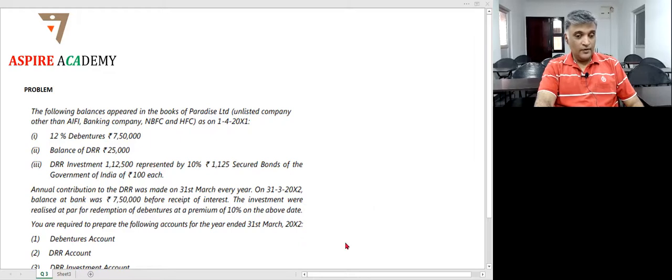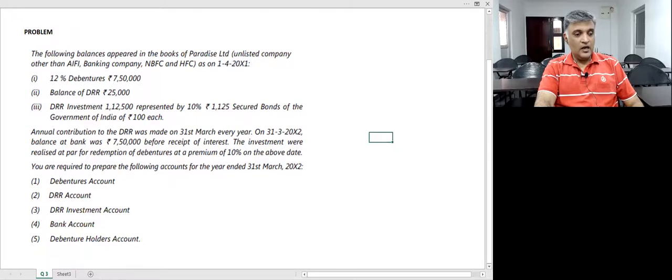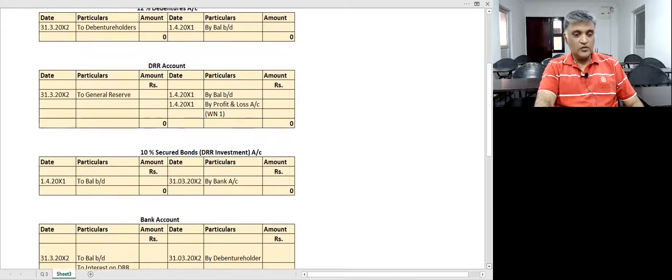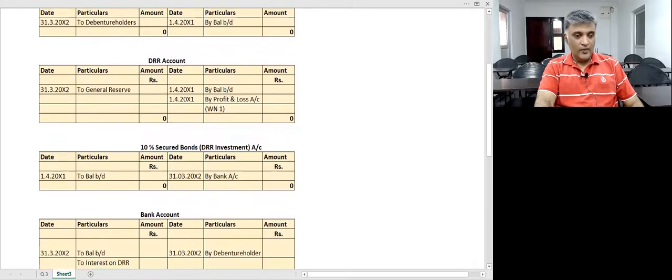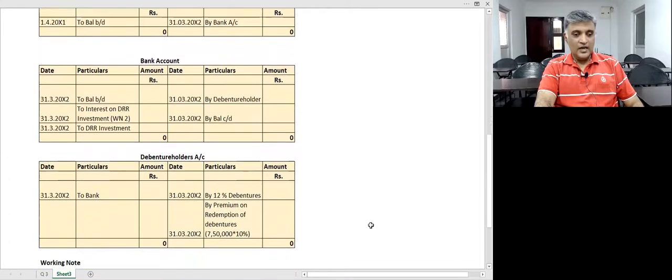You are required to prepare the following accounts for the year ended 31st March X2: Debenture account, DRR account, DRRI account, bank account, debenture holders account. 5 ledger accounts we need to prepare. So let's open the 5 ledger accounts. 12% debentures, DRR account, then 10% secured bonds, which is the DRRI account, bank account, and then the debenture holders account. So we will do it in stages.